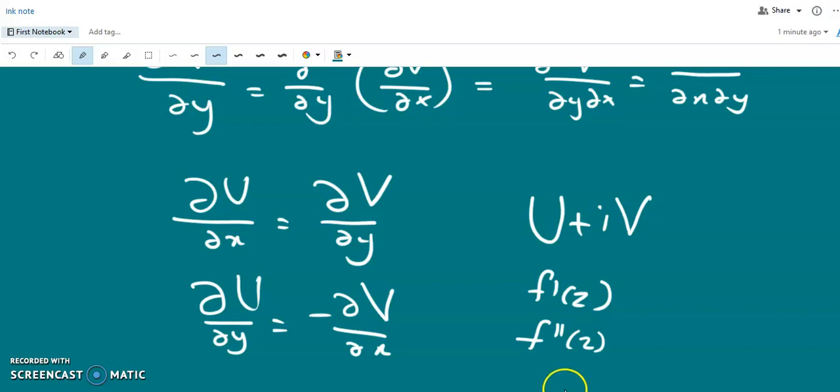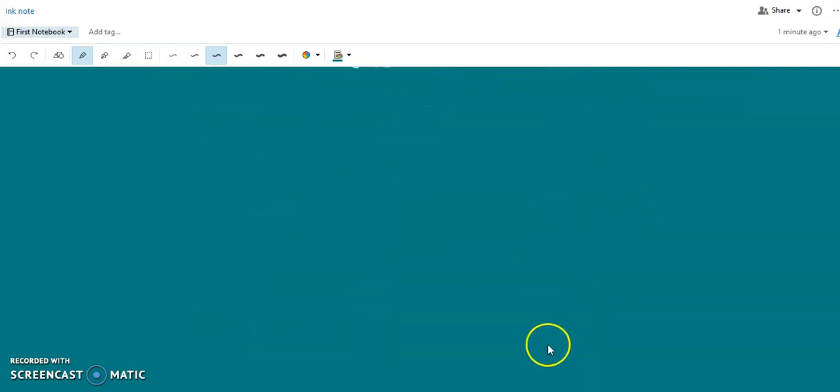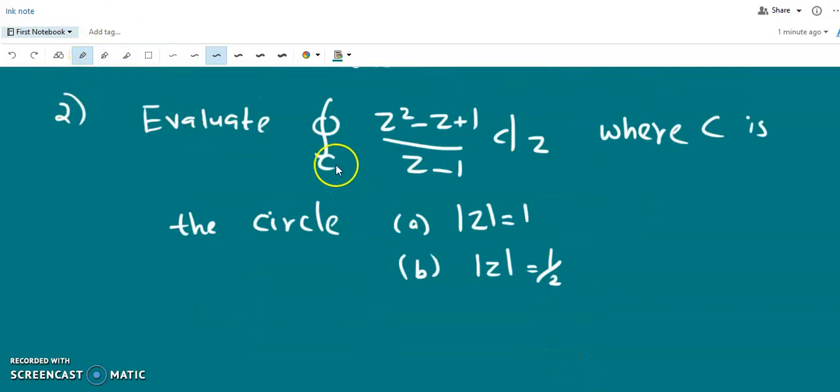Now the second question, we have to evaluate the closed integral over C of z square minus z plus 1 divided by z minus 1 dz, where C is the circle (a) mod z equal to 1, (b) mod z equal to half. Here we have to use the Cauchy's integral formula. For that we have to check whether the point z0 is inside the contour or outside the contour.